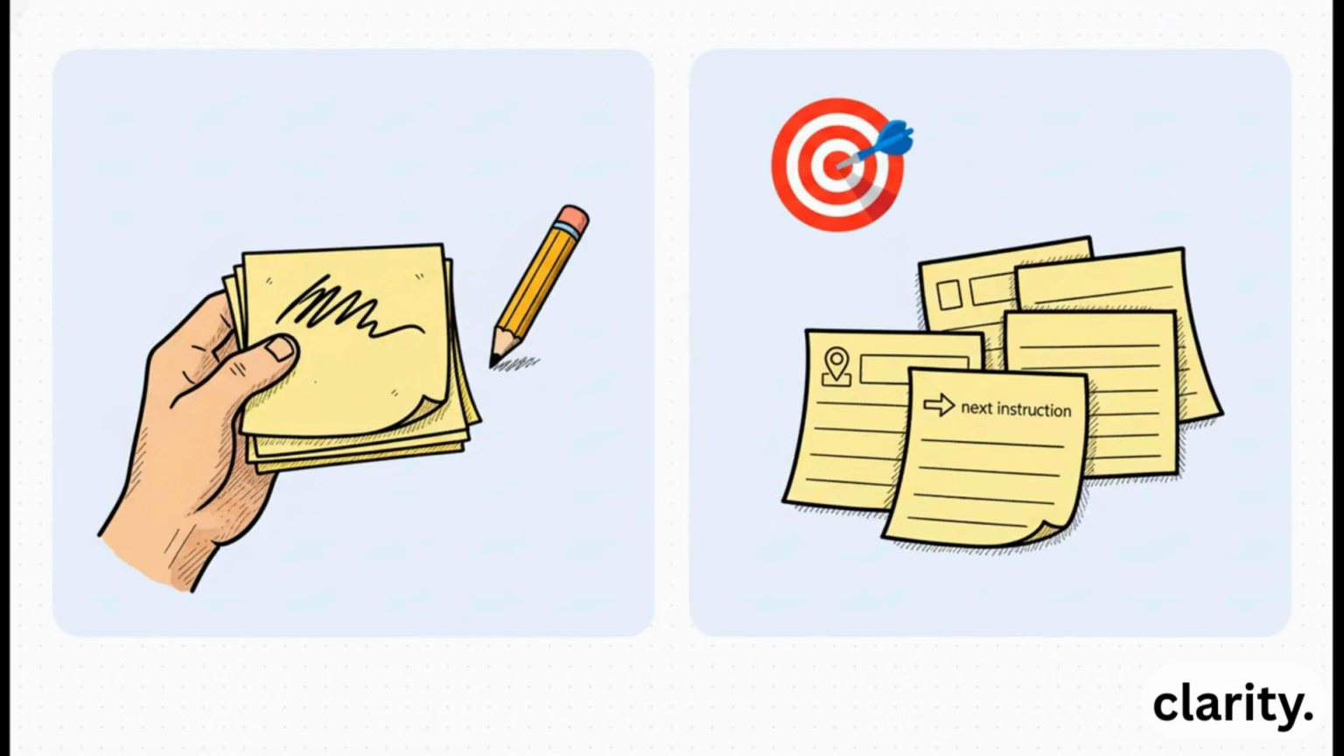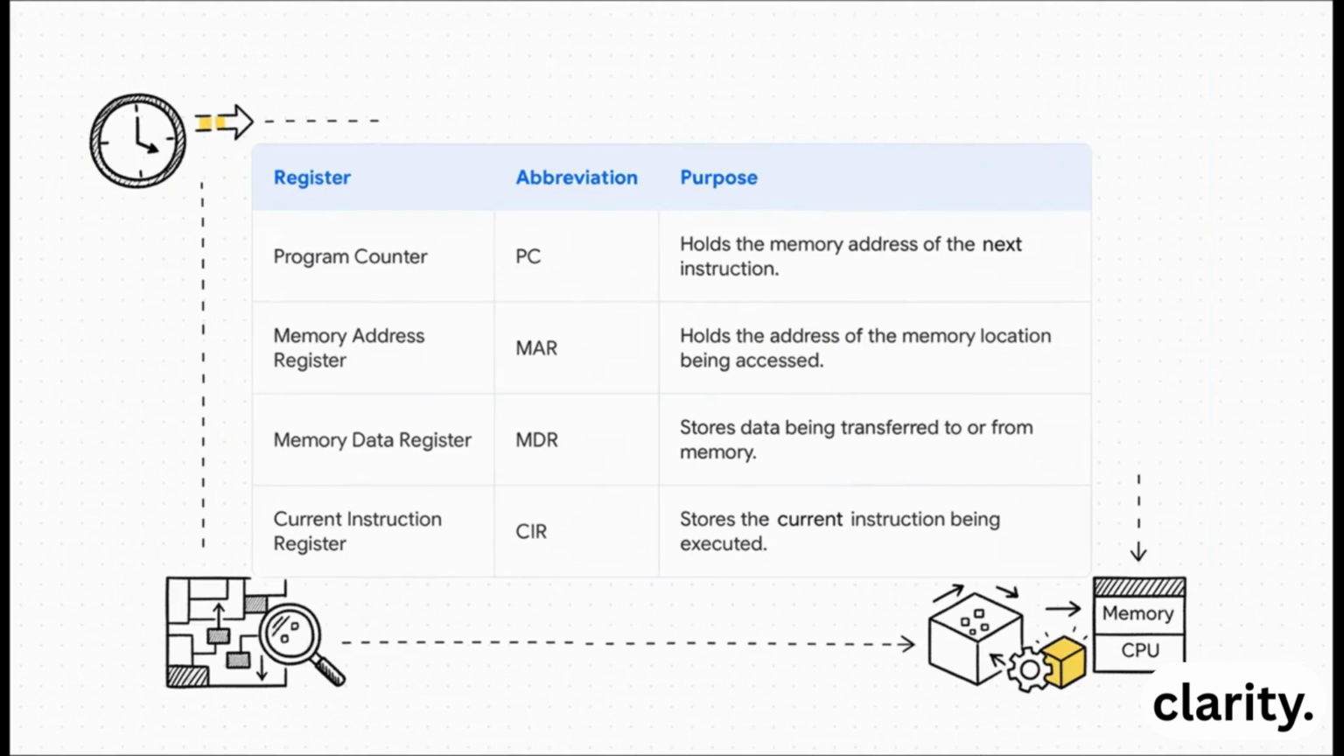And these sticky notes, well, they basically come in two flavors. On one side, you've got your general purpose registers. These are like blank sticky notes, where the CPU can just scribble down any piece of data it's working with at the moment. But on the other side, you've got special purpose registers. Think of these as pre-printed forms with specific boxes to fill in. Each one has a single, dedicated job that is absolutely vital to keeping the whole operation running smoothly. So let's meet this special team, shall we?